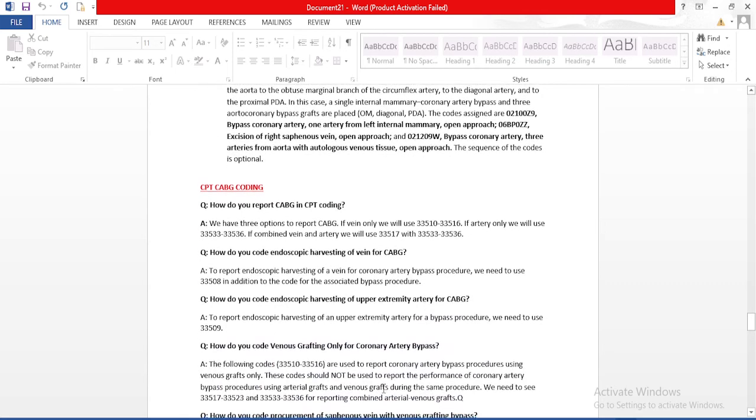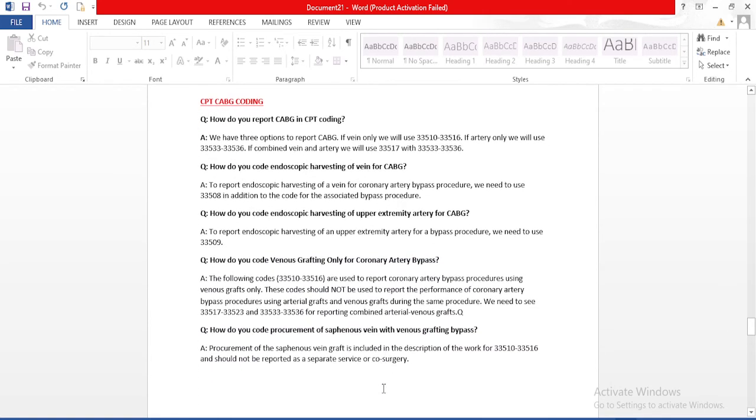Now we are going to learn about CPT CABG coding. How do you report CABG in CPT coding? Answer: we have three options to report CABG. If vein only, we use 33510 to 33516. If artery only, we use 33533 to 33536. If combined vein and artery, we use 33517 with 33533 to 33536.